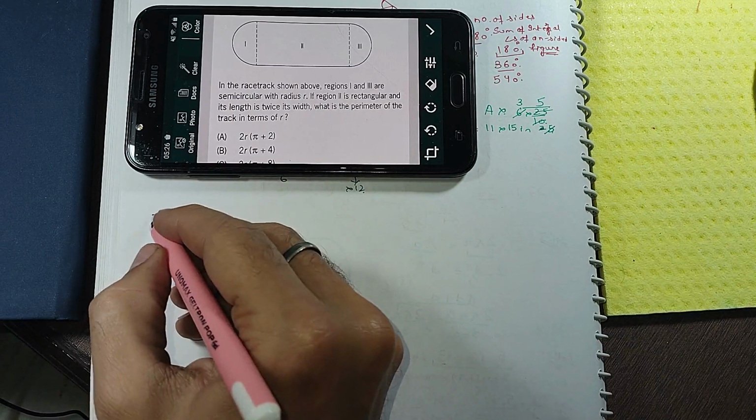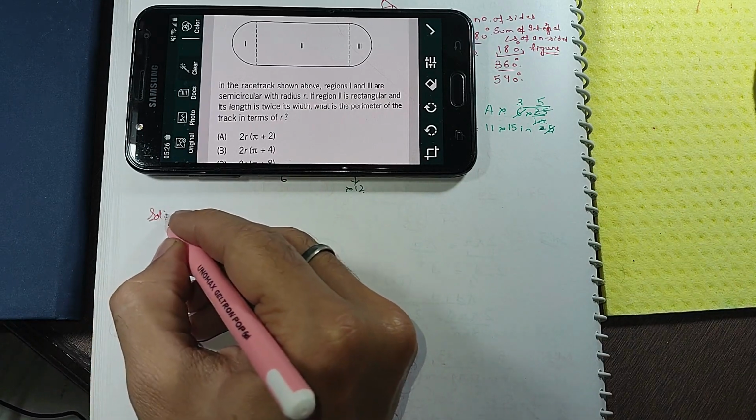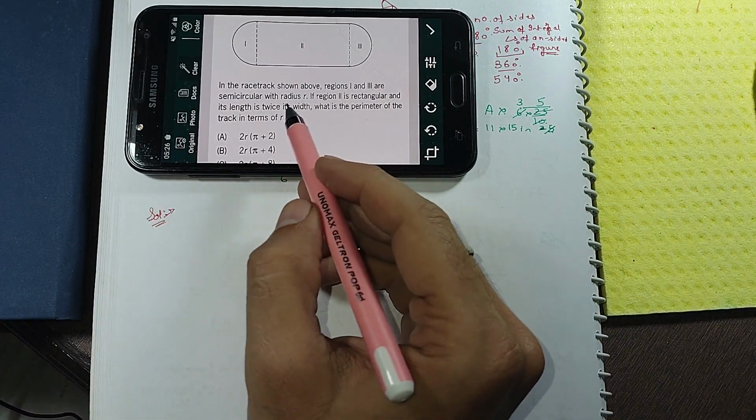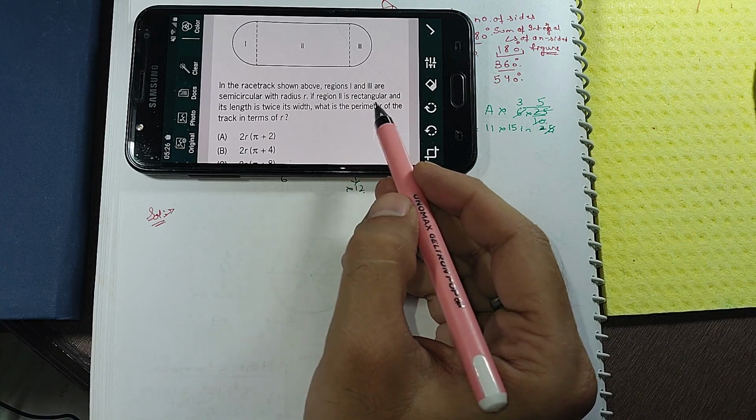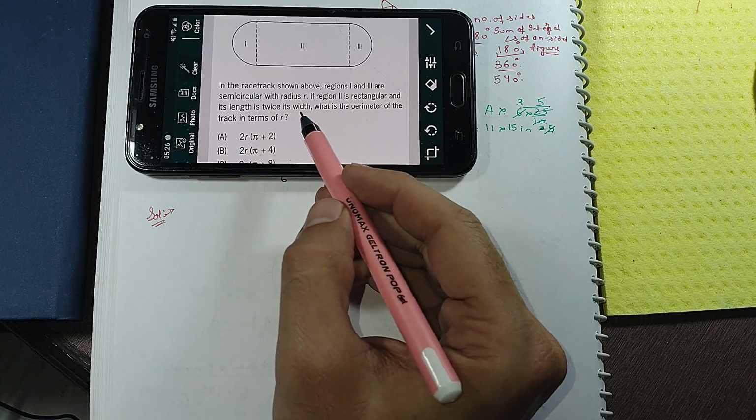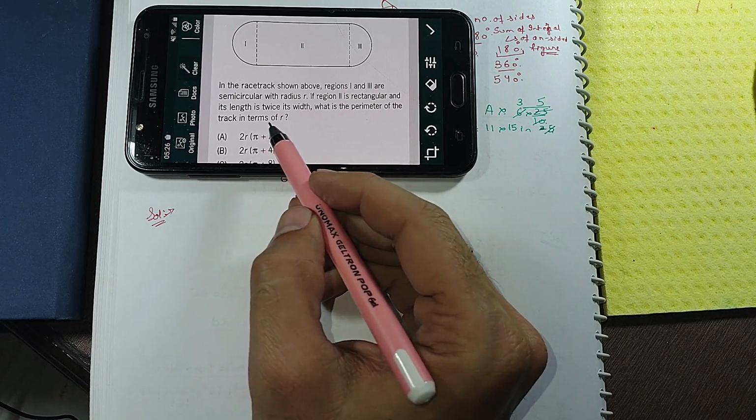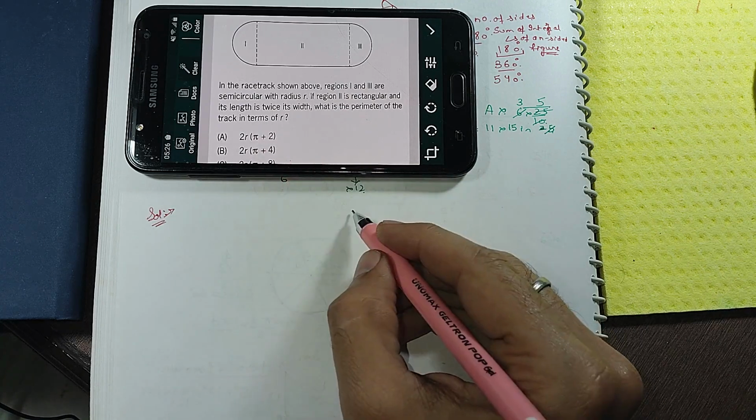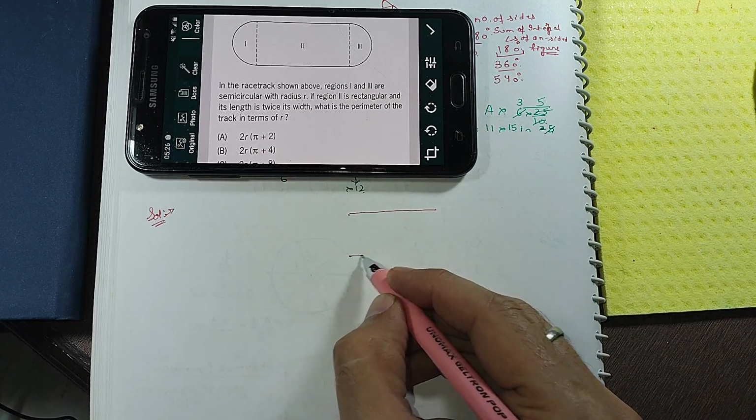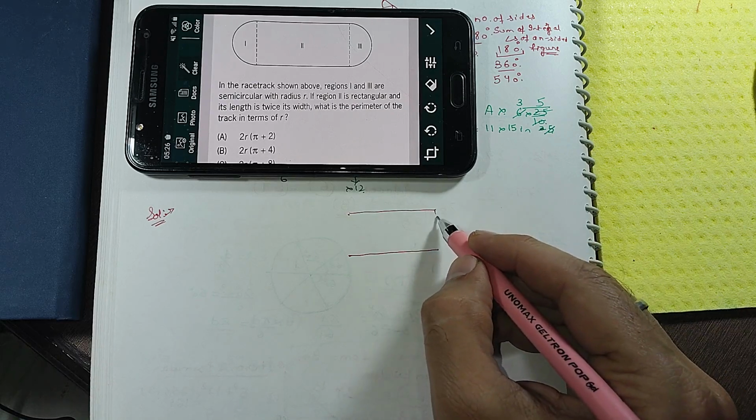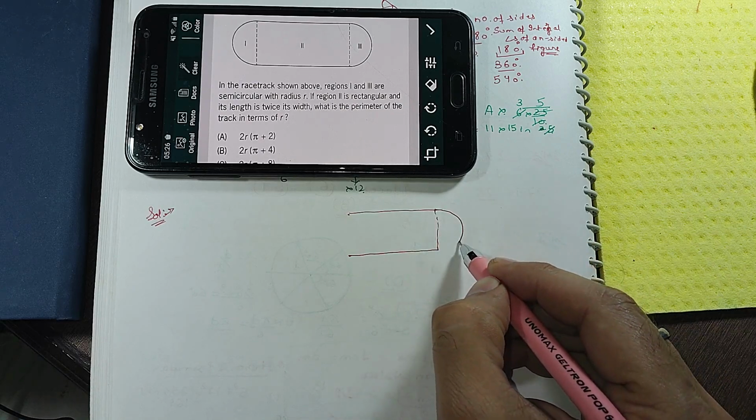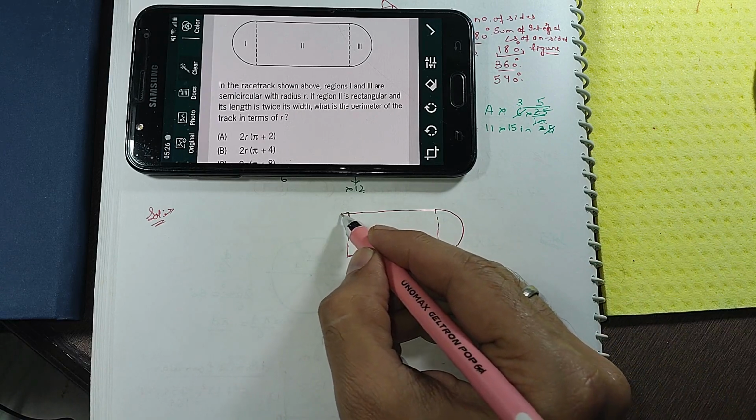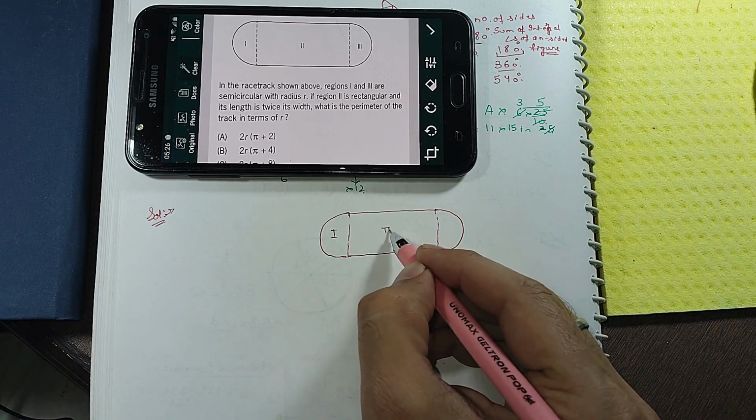In the racetrack shown above, regions 1 and 3 are semicircular with radius r. If region 2 is rectangular and its length is twice its width, what is the perimeter in terms of r? So first of all, we'll draw the figure. So region 2 is a rectangle, and a semicircle of radius r has been drawn at its end. So this is region 1, region 2 and region 3.